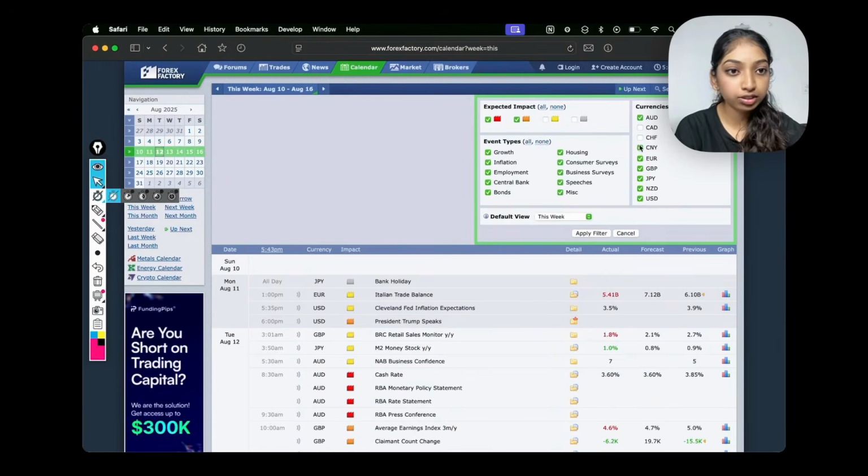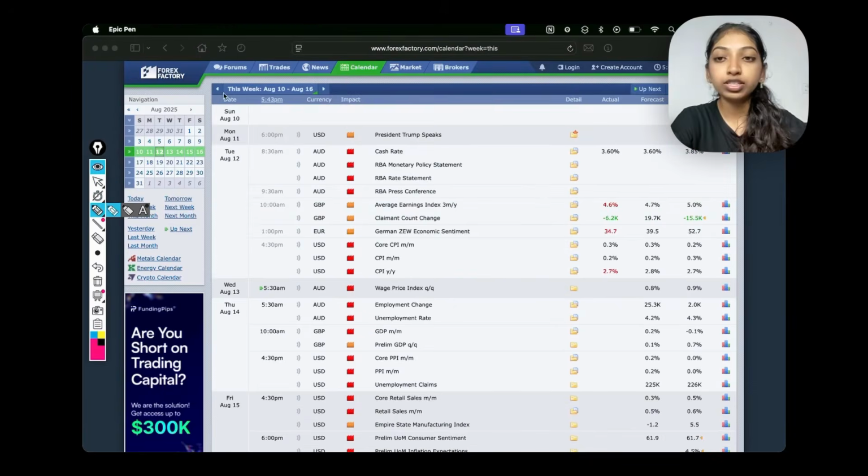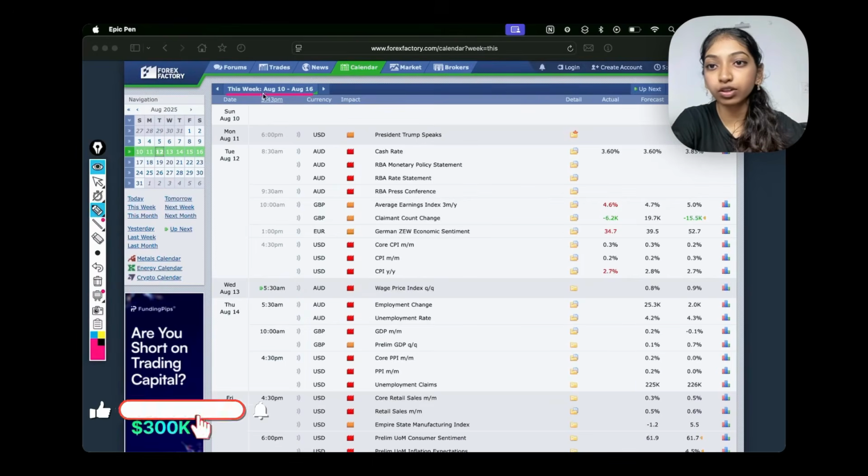So I don't trade this. So let's click on apply filter. Once I do that, you'll see less noise right here. First thing, let's understand what's inside this box. First you have this week. This is what I'm looking at. You can see it right here, or you can see it right over here.